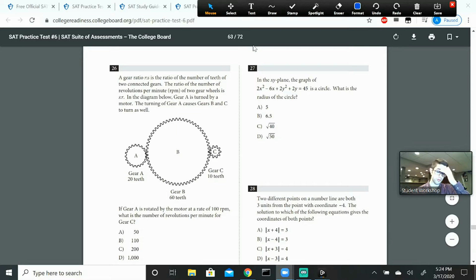In the xy plane, the graph of 2x squared minus 6x plus 2y squared plus 2y equals 45 is a circle. What is the radius of the circle? All right, so if you're not familiar with an equation of a circle, in order to find the radius, we need to set it up as (x minus h) squared plus (y minus k) squared equals r squared.